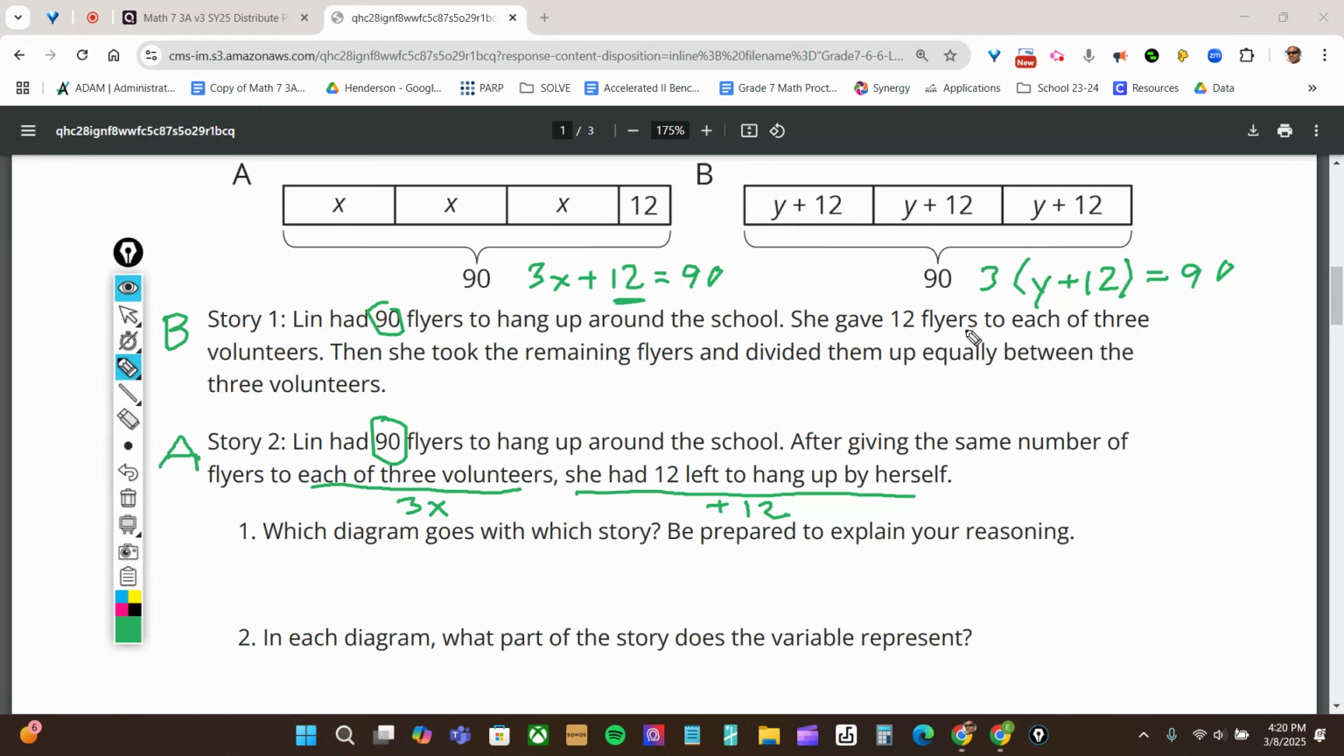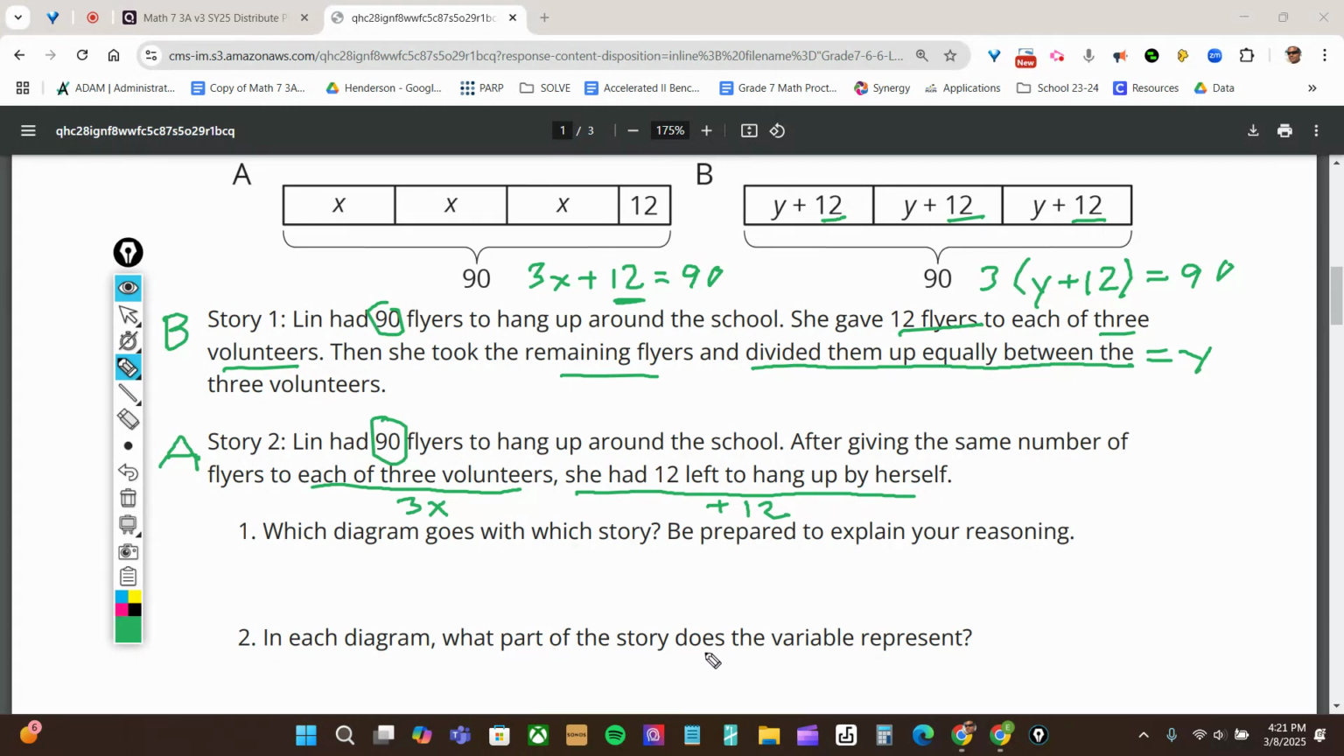So the other one: Lynn had 90 flyers to hang up around school. She gave 12 flyers to each of 3 volunteers. Then she took the remaining flyers and divided them up equally among the 3 volunteers. So the 12 flyers is the 12 right there, given to 3 volunteers. And the remaining flyers divided up equally between the 3 volunteers is equal to the y. There you go with that.